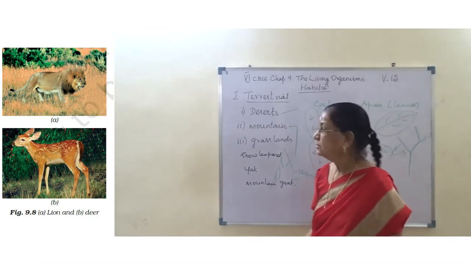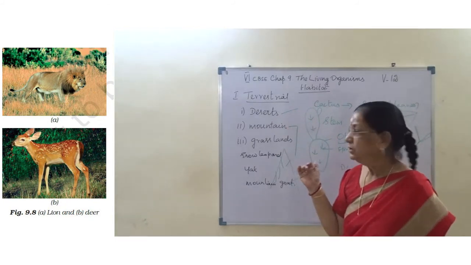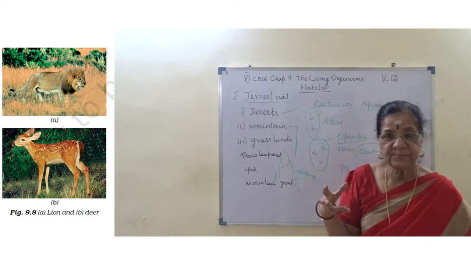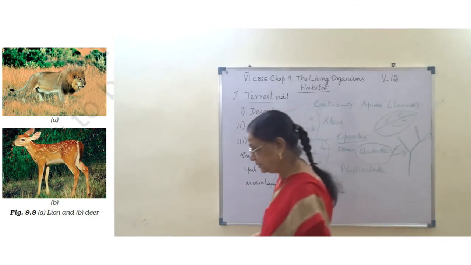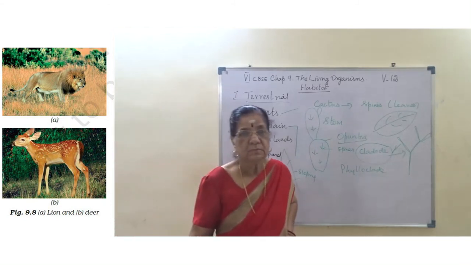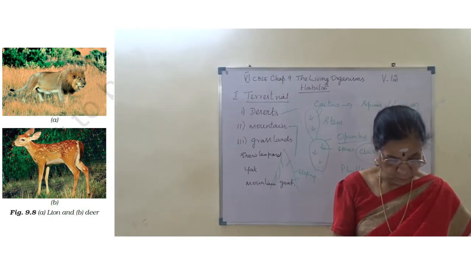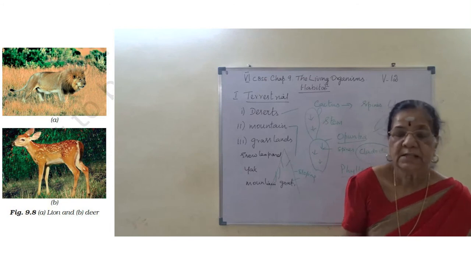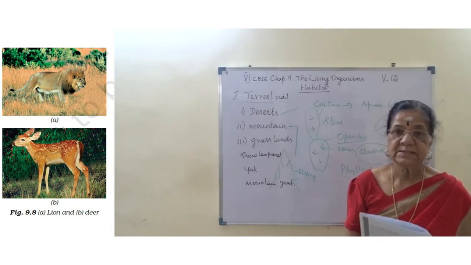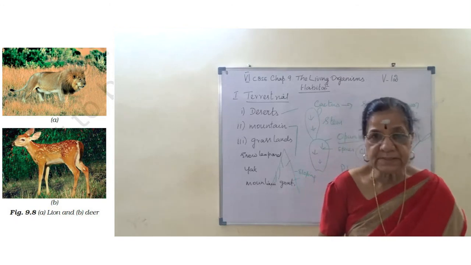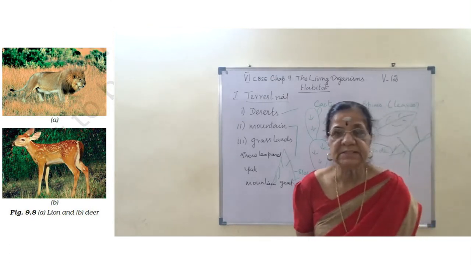So, we are doing adaptations in desert, mountain and grassland. In deserts, what are the animals? Camel, rat, and even burrow animals, rats and snakes. Camels will have long legs. Rats and snakes live in burrows deep inside the sand during daytime and they come out at night when it is colder.